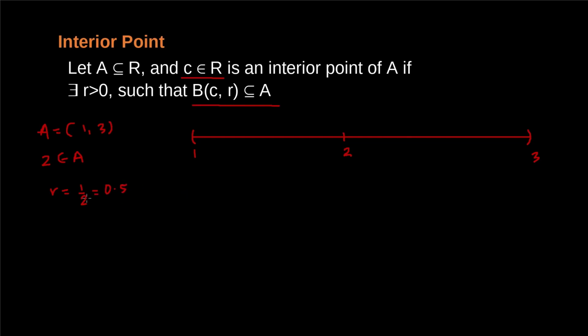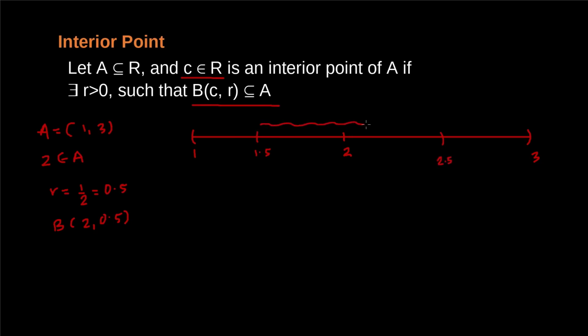So now the ball with center 2 and radius 0.5 lies entirely in the set. This ball with center 2 and radius 0.5 represents an interval with left end 2 minus 0.5, which is 1.5, and right end 2 plus 0.5, which is 2.5. So this is the ball.